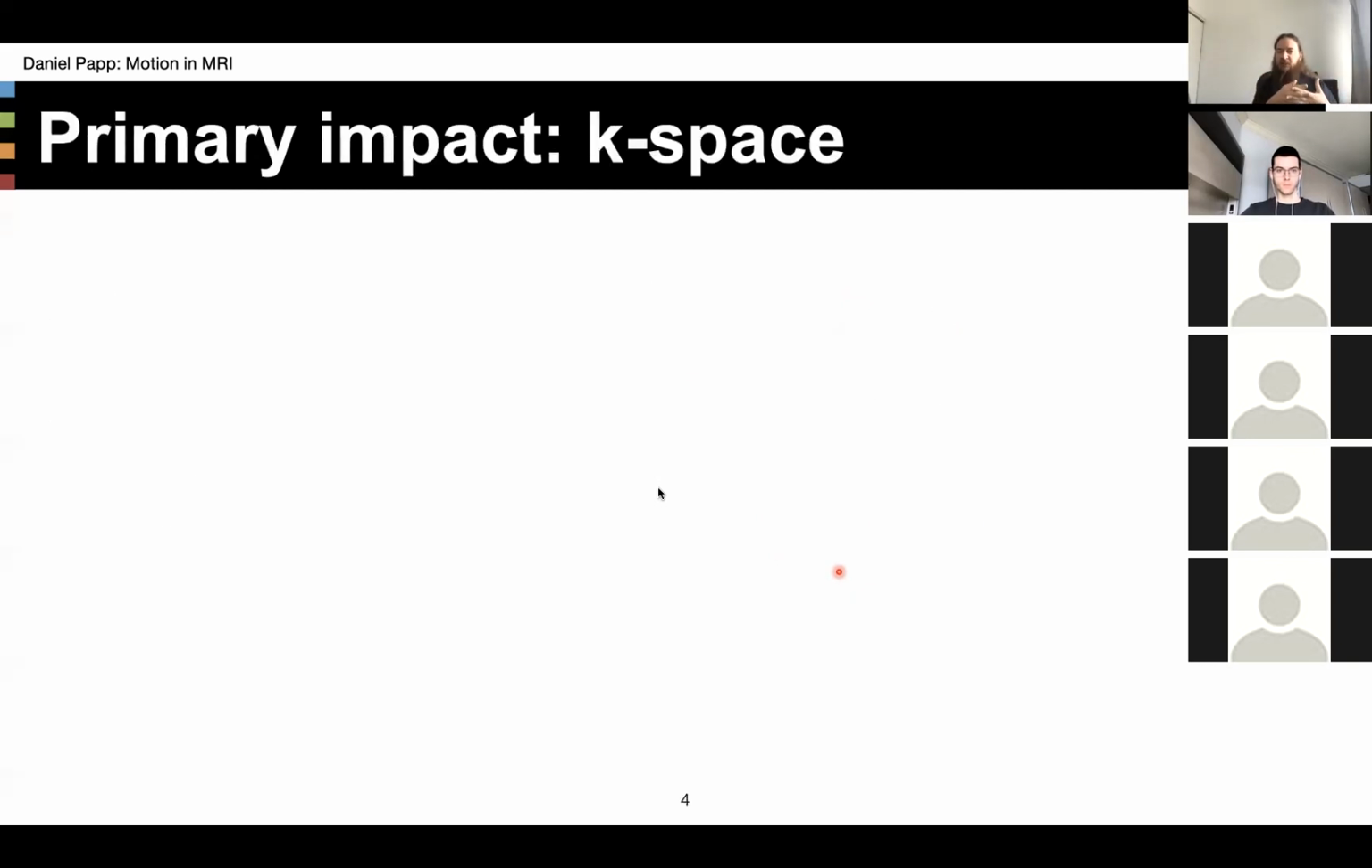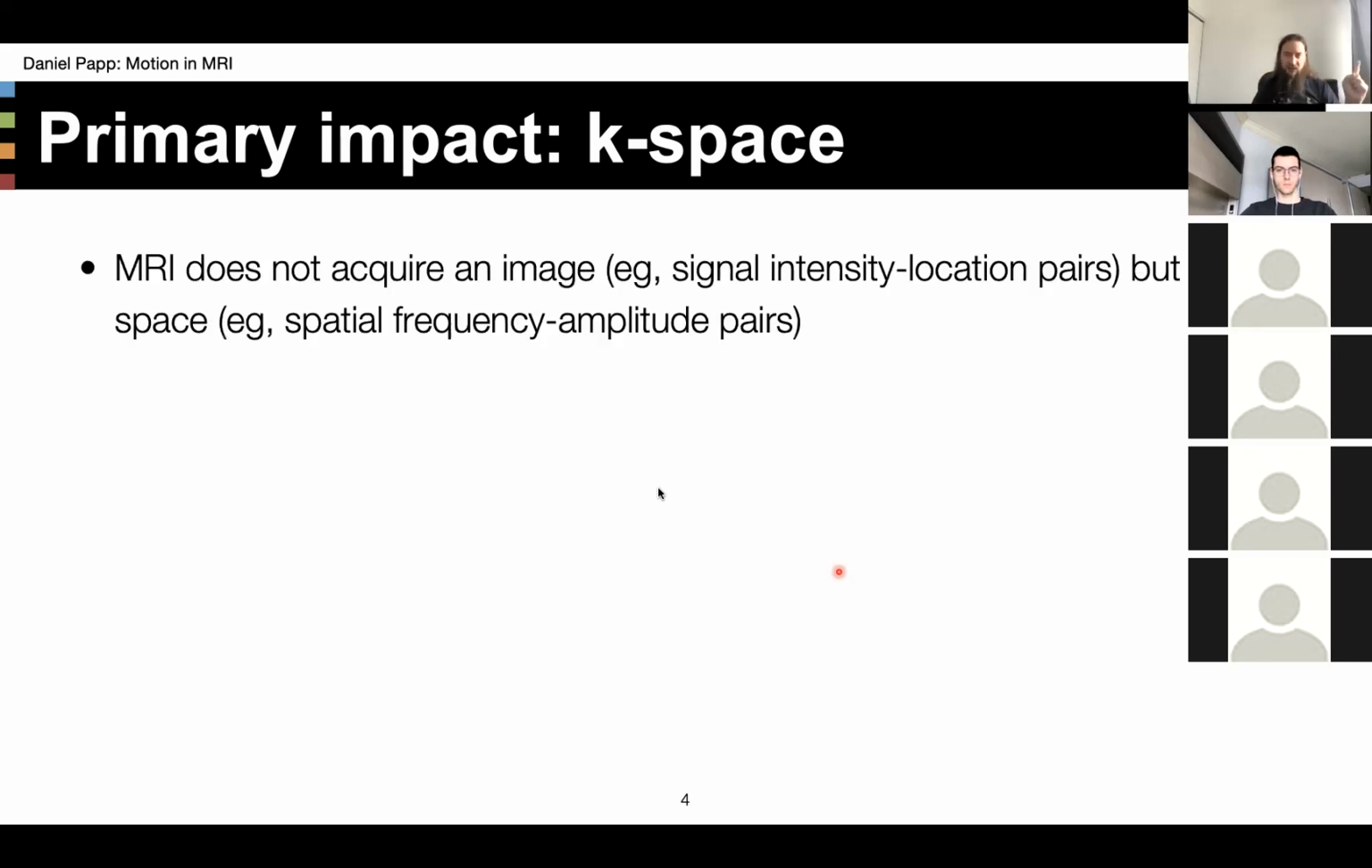Okay, so how will this motion affect our image? The main way in which it interacts with our image will be via k-space, and we have to do somewhat of a deep dive into k-space and MRI encoding here. Because in MRI, we are not exactly acquiring an image in the sense that we're not taking a photo. It's not a signal intensity location pair like you would take with a normal camera, but we acquire k-space, which is a set of spatial frequency amplitude pairs.